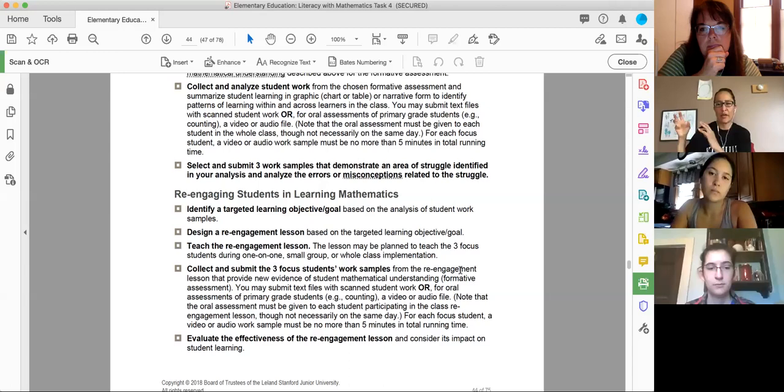And they also like to see a student sample that represents kind of the majority of the issues that most of the students had. And so you're going to identify that work sample, and you're going to talk through that.